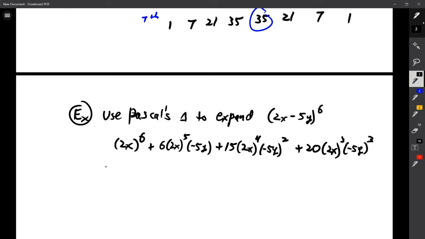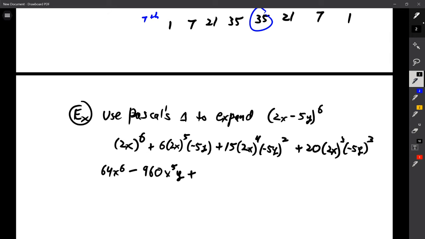All right, so this is 64 x to the 6th. This is going to become a minus because I have that negative 5y hanging out there. So I'm going to do 6 times 2 to the 5th times 5. And it's going to become minus 960 x to the 5th y.